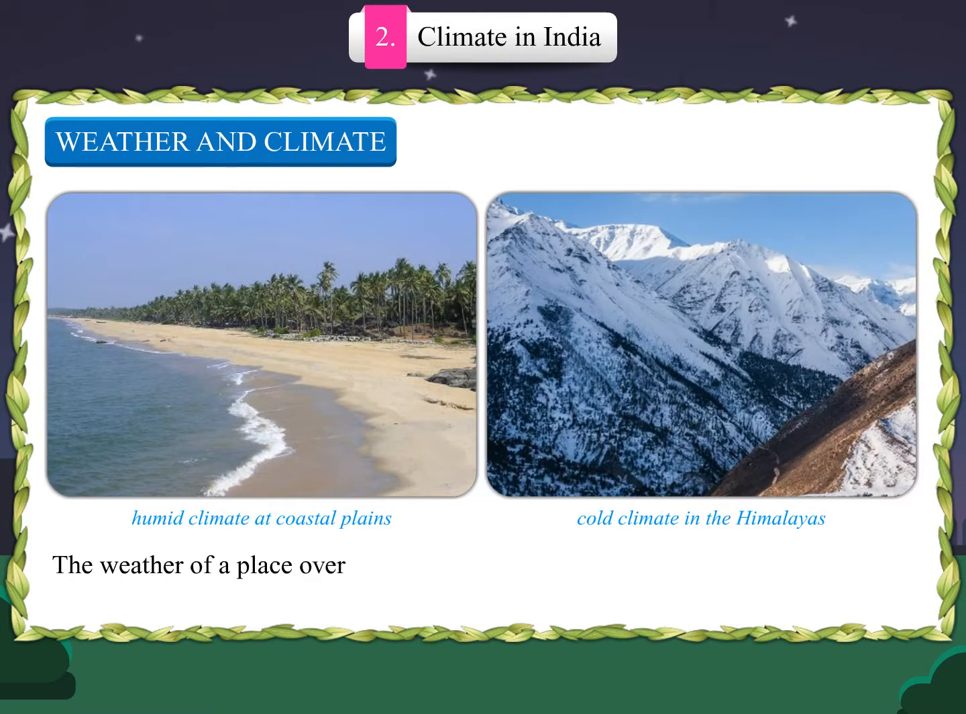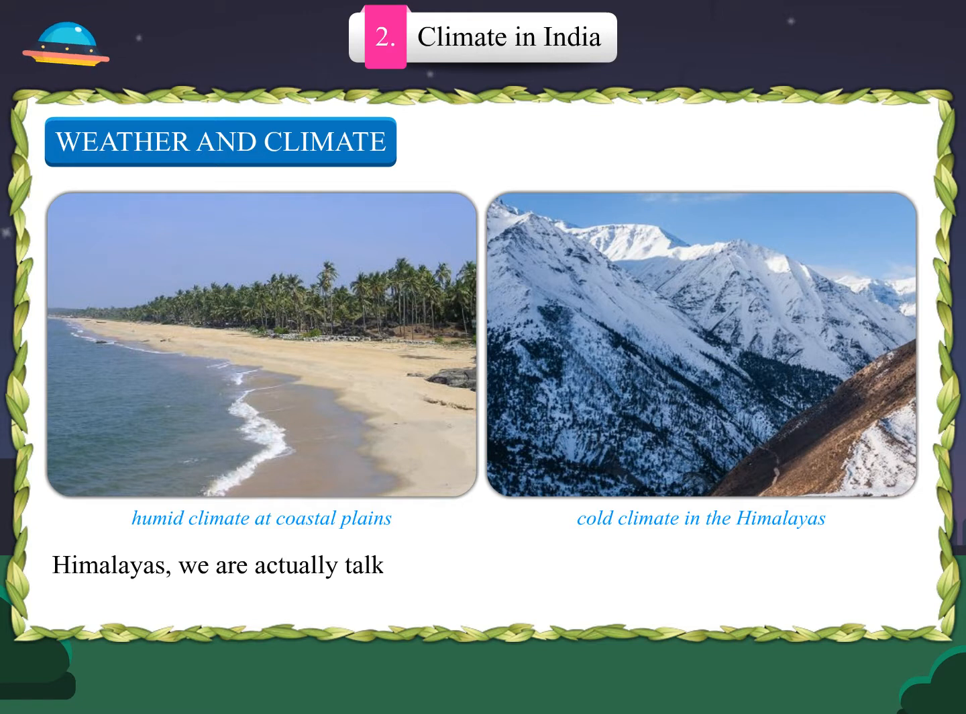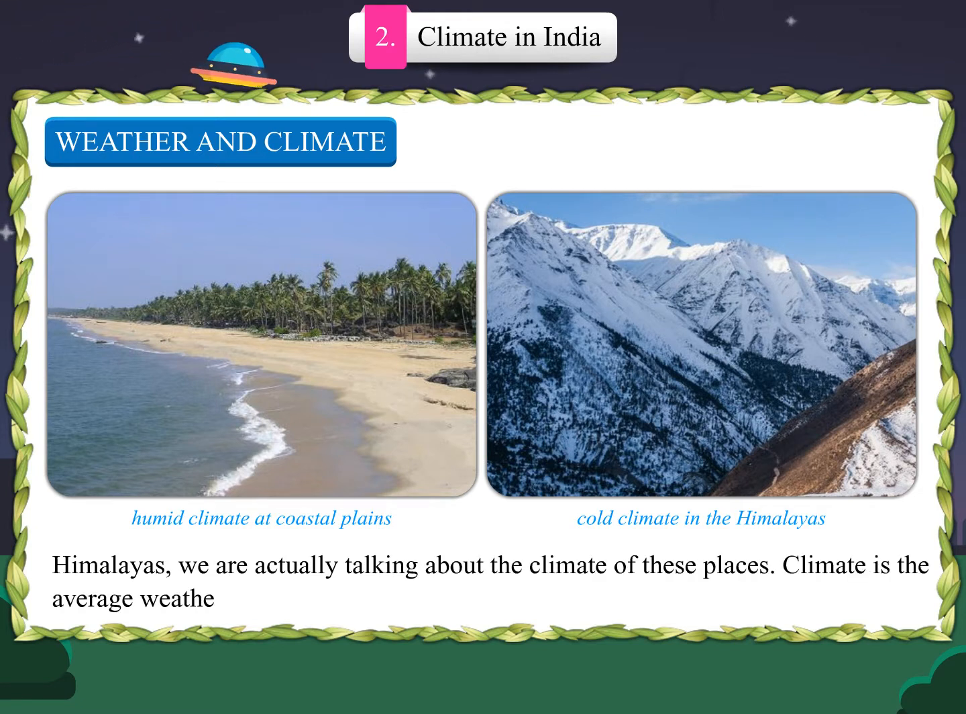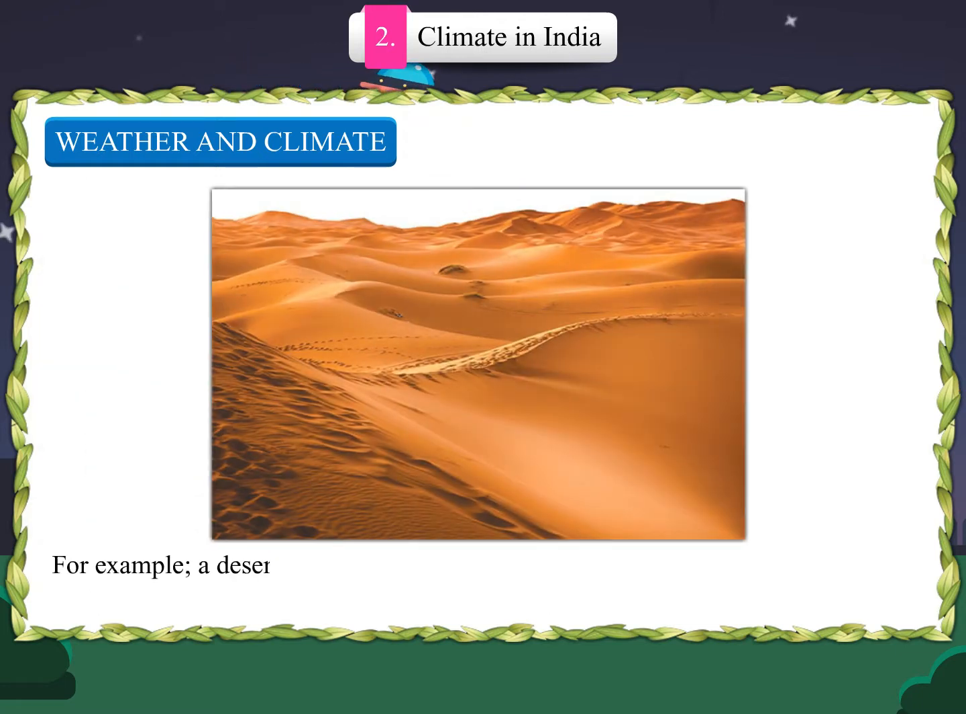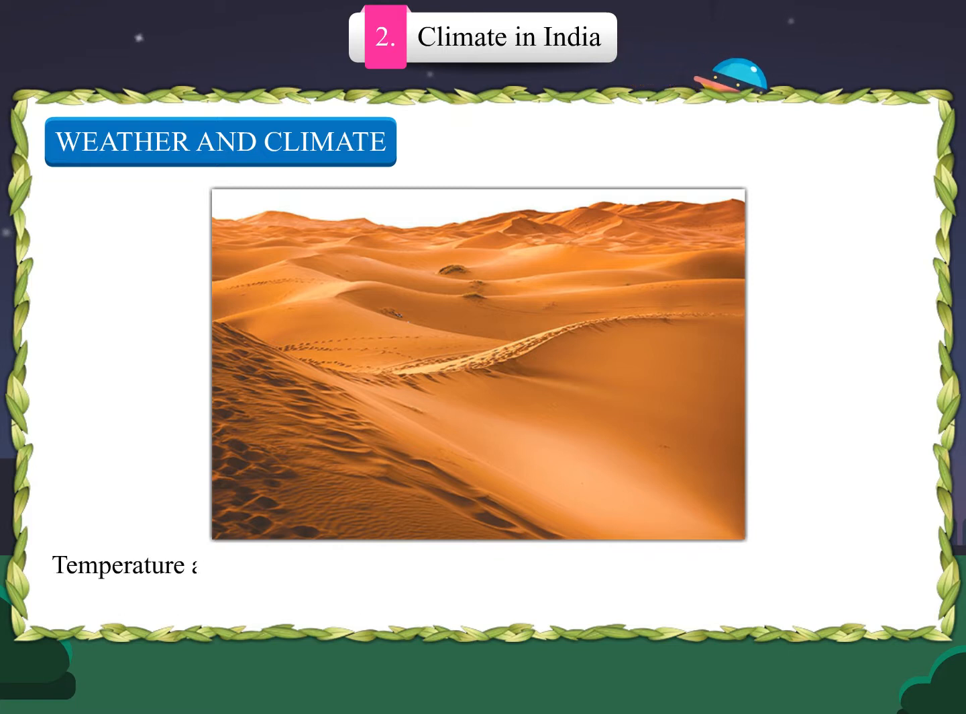The weather of a place over a longer period of time is called the climate of that place. For example, when we say that it is humid in the coastal plains and cold in the Himalayas, we are actually talking about the climate of these places. Climate is the average weather condition of a place for many years. For example, a desert has a dry climate. It is because the desert area receives very little or no rainfall for a long period of time. Temperature and rainfall are two elements that affect climate.